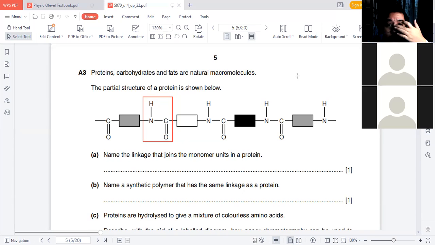Now, proteins are hydrolyzed to give a mixture of colorless amino acids. We're going to talk about this in the second session, because it's less than 1 minute.